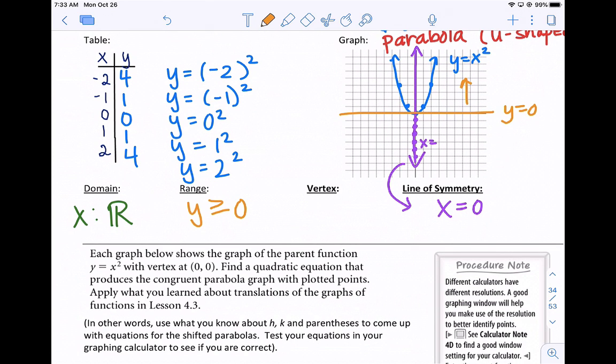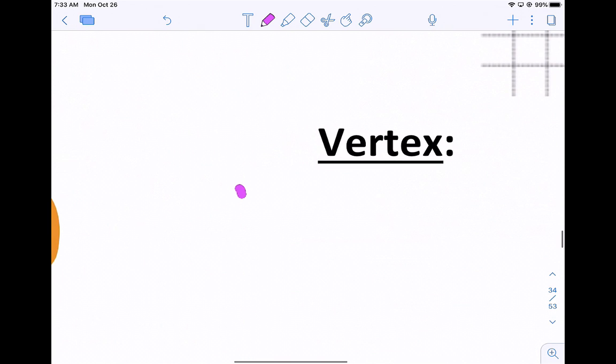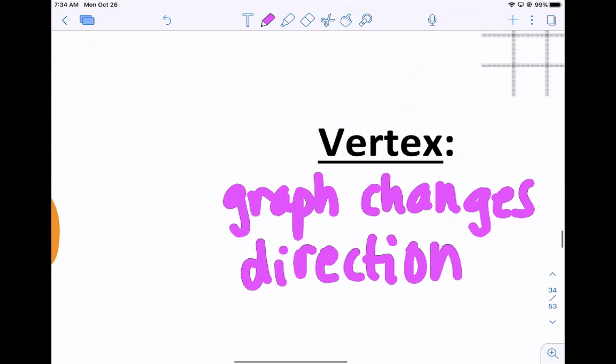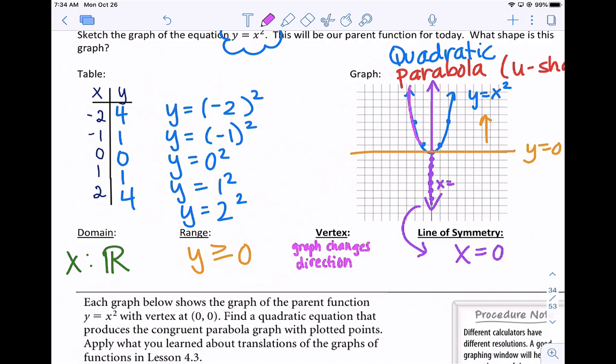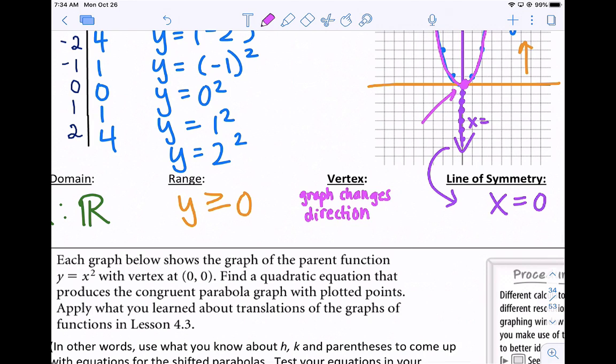And then our vertex is where the graph changes direction. So let me write that down. It's where the graph changes direction. So what I mean by that is on the left-hand side, our graph is going down, but then all of a sudden at 0, 0, it changes direction and it starts going up. So this point right here, 0, 0, is the vertex.